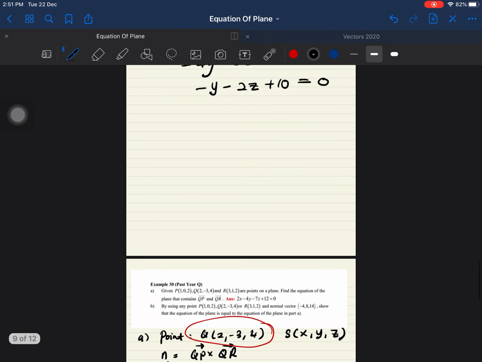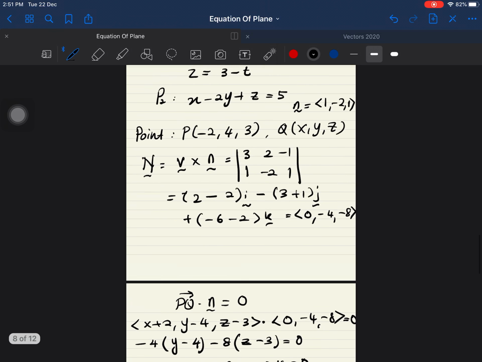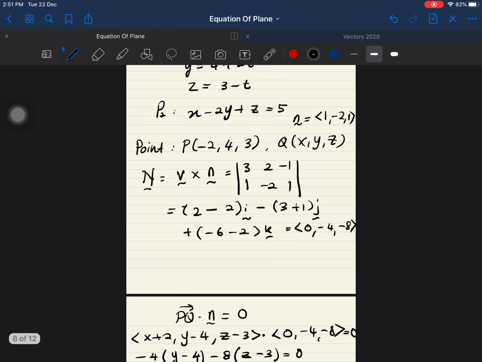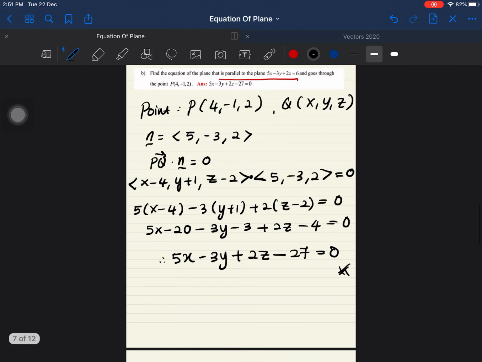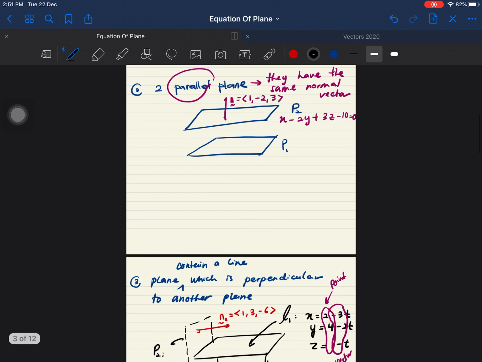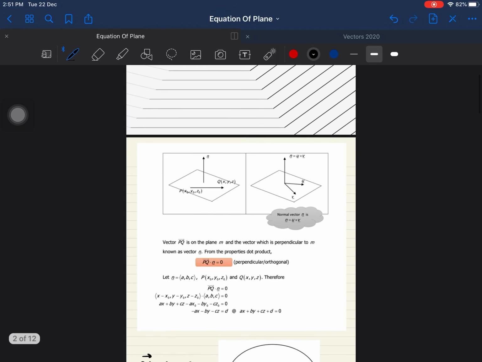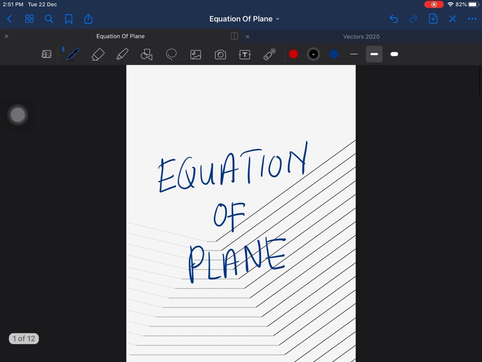So basically we are done with the equation of the plane. So the summary is, to make a plane you must have one point and one normal vector. So we end here. So this is the last subtopic for vector. So please try to do the exercise, and if you have any problem you can ask me.